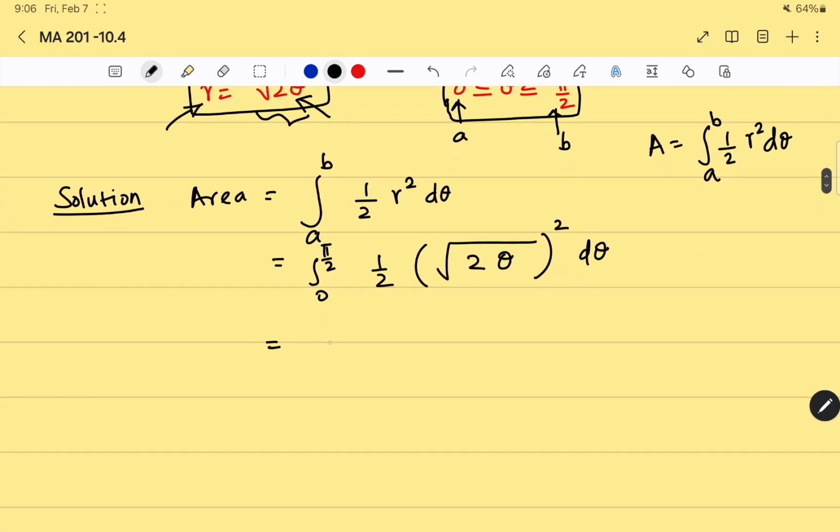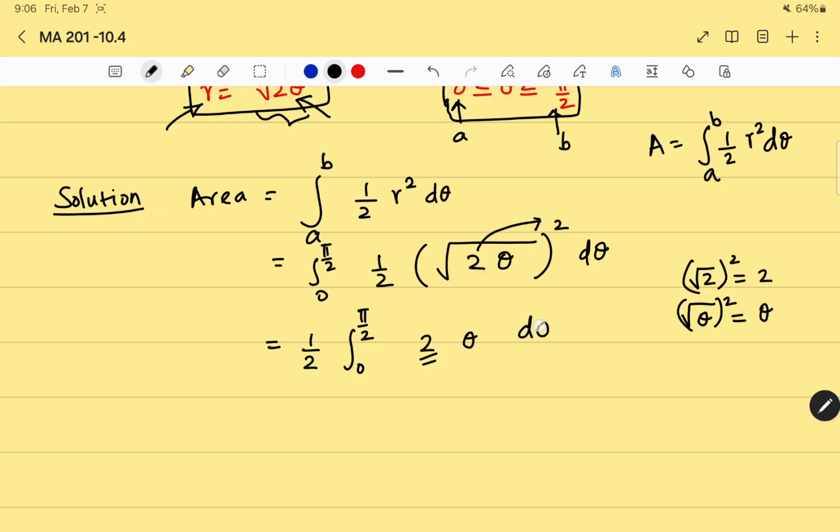So half is a constant and comes out. Integral from 0 to pi by 2. The square root of 2 squared is 2, and the square root of theta squared is theta. How? Because the square root of 2 whole squared is the original number 2, and the square root of theta whole squared becomes theta. So into d theta. The 2 gets cancelled, and this equals integral from 0 to pi by 2 of theta d theta.